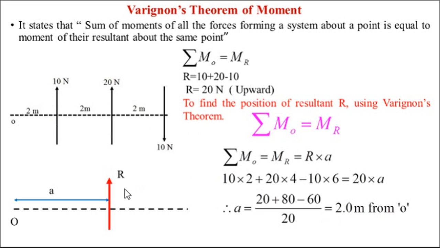If you replace these three forces just by this system, here if you show instead, R of 20 Newton and this distance is 2 meter, instead of A, the calculated distance. So the effect of these three forces about point O will be the same as the effect of this resultant R at a distance of 2 meter from O.